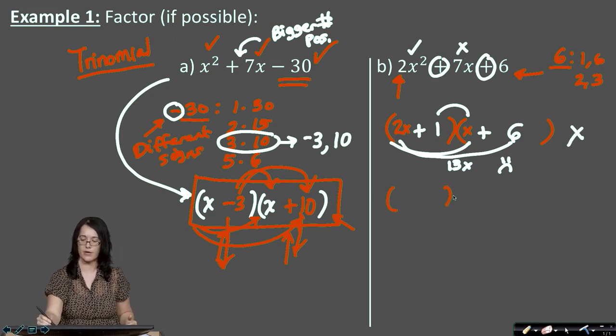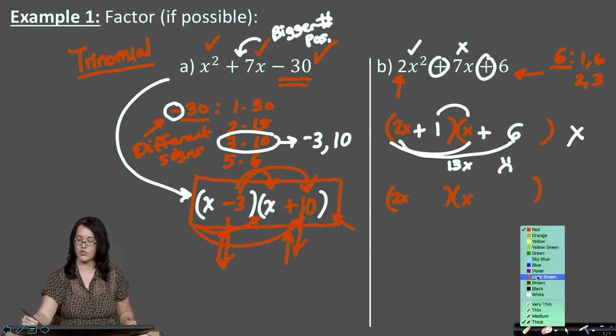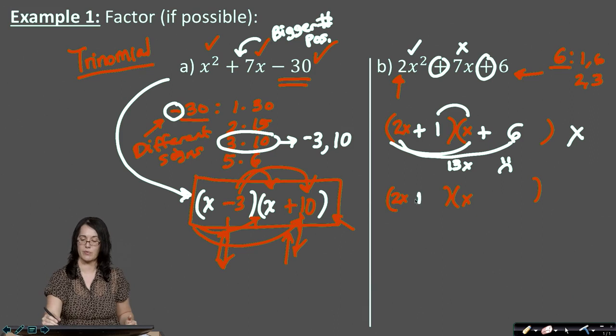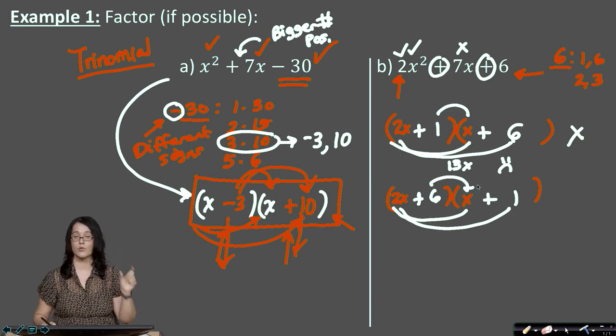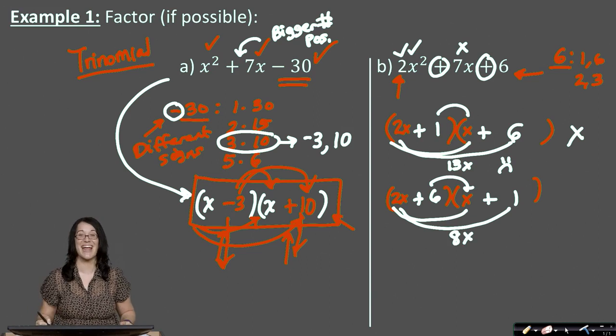Well, what else could we have done? We had the 2x here and the x here. How about we switch the order of 1 and 6? So you maybe put 6 here and 1 here. Would that have benefited us? Let's take a look. 2x squared, check. 2x times 1 is 2x, and 6 times x is 6x. What's 2x plus 6x? We're closer. That's 8x, but we wanted 7x. Oh no, we failed again.